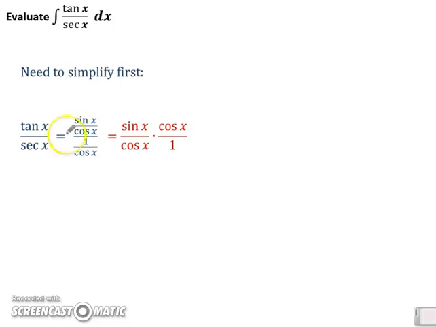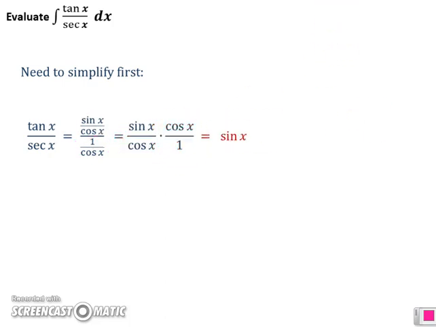You can multiply by the reciprocal here and make this the numerator times cosine over 1. Those cosines cancel. You're left with just sine. So this is really the same thing as the integral of sine. And now, because it's just sine all by itself, nothing being multiplied or divided, that has its own formula.